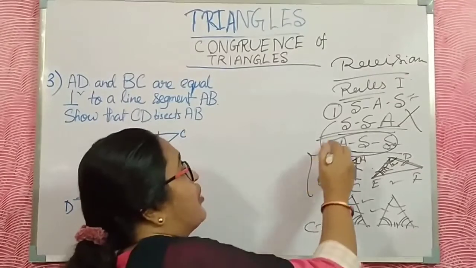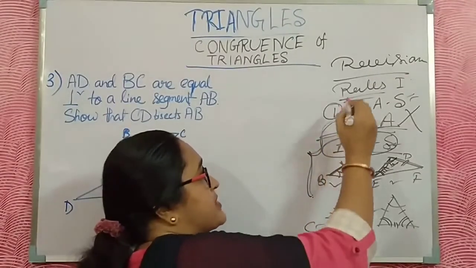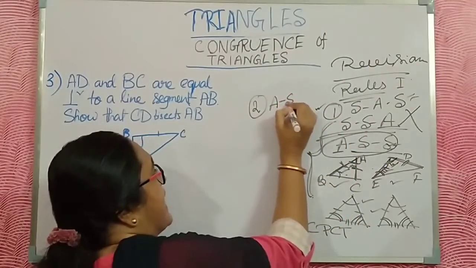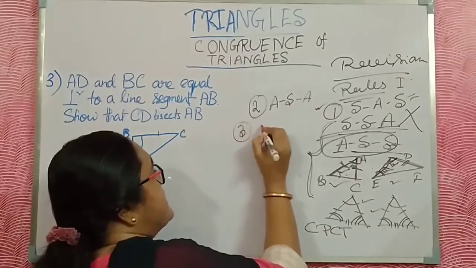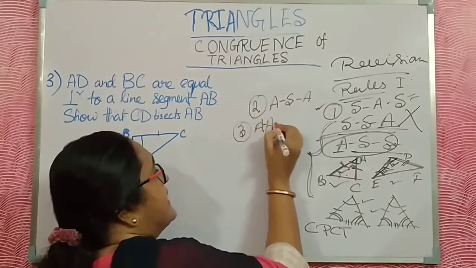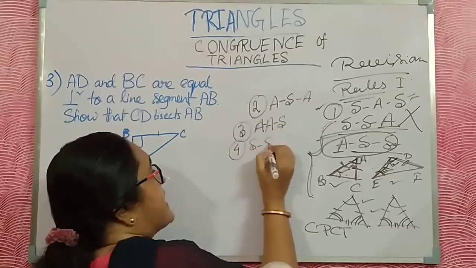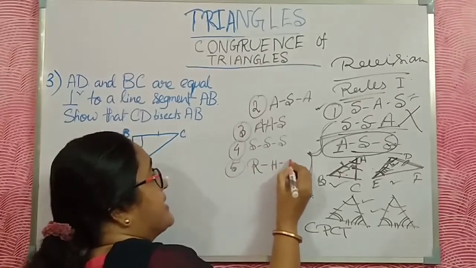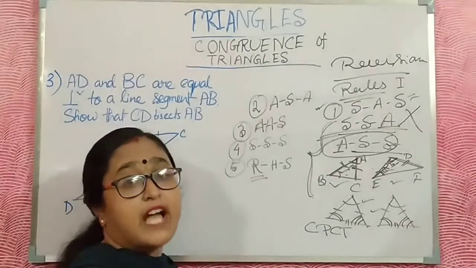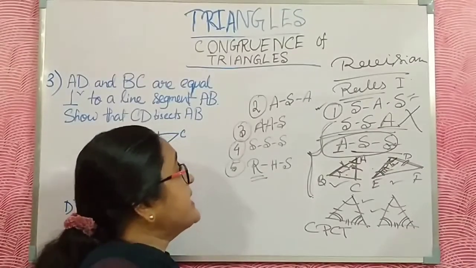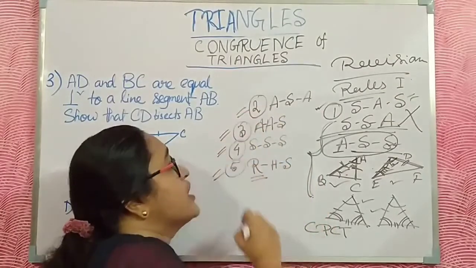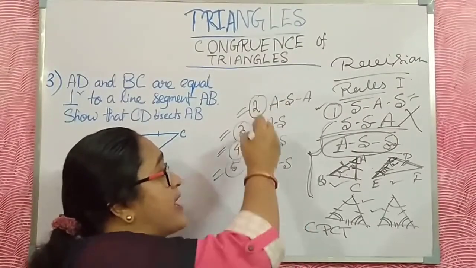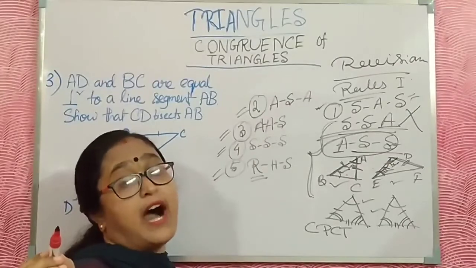Okay. Now this is not a congruency property. The first congruency property is this one, and the second property is angle side angle. The third property is angle angle side. And the fourth property is side side side. And the fifth property is in the right angle triangle, RHS. R means right angle, H means hypotenuse, S means side. These five properties you can use as congruency rules. You can use these five properties and say these two triangles are congruent.